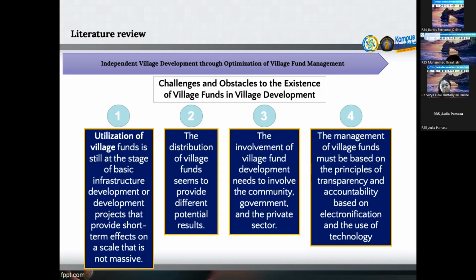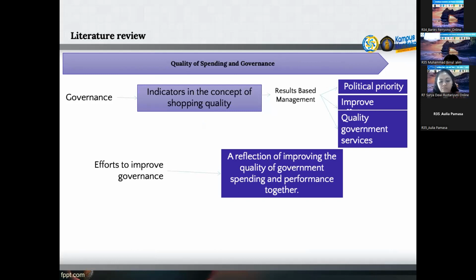So this is what we mainly need to address: how to utilize the village fund and how to optimize its management to address the phenomena of unemployment and poverty, of course. Another one is what we call quality spending and governance. So it's not only about the model of the village itself, but also how the village manages its spending. This is how we build the perspective to construct the strategy for overcoming the independent village.